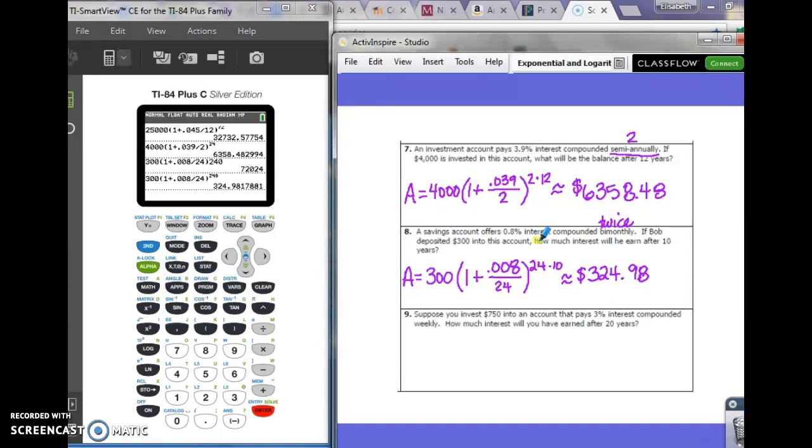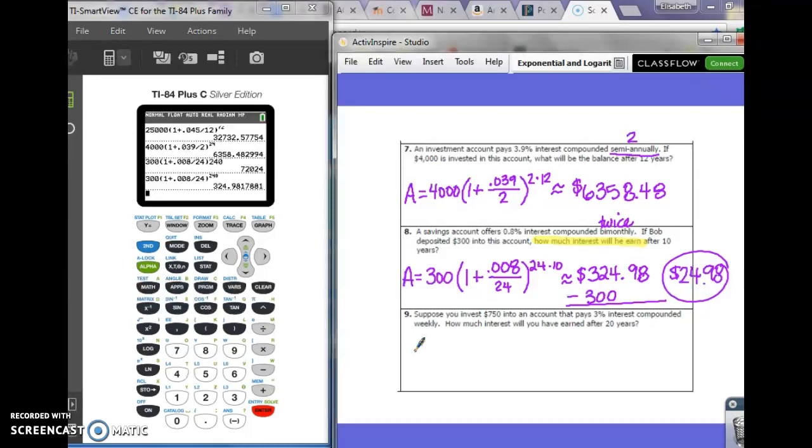Now, the other reason why this problem is a little bit different besides the twice monthly piece, this problem asks just how much interest will he earn. It doesn't ask how much will be in the account, but how much interest will he earn. Well, if he started off with just $300 and now he has $324, that means he will have earned $24.98 in interest. So just make sure before you walk away from a problem that you have answered what is being asked. Don't miss the problem just because you didn't answer what was being asked.